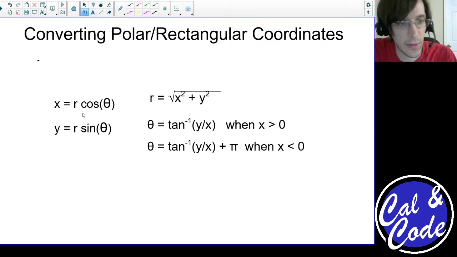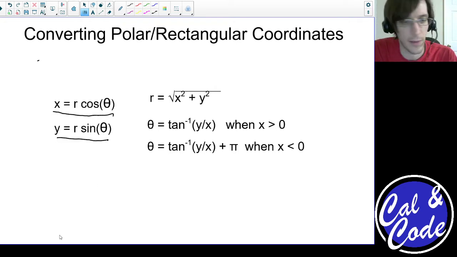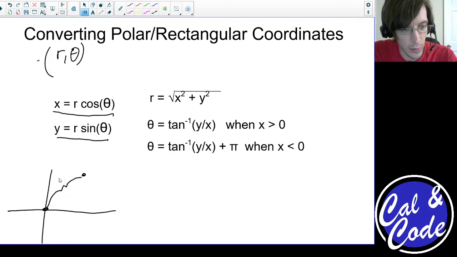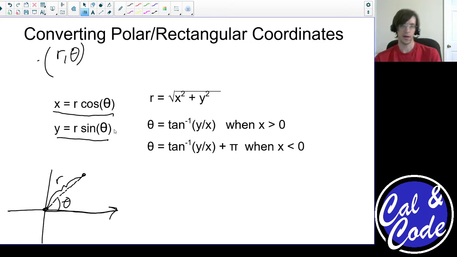One of those equations that we need is x equals r cosine theta and y equals r sine theta. So where are those coming from? Well, let's remind ourselves where polar points came from. Polar points are an r and a theta. That represents how far away from the pole we are, that's what r is, and at what angle away from the positive x-axis. Our reference point is the positive x-axis. So that's where we get our points in polar form.